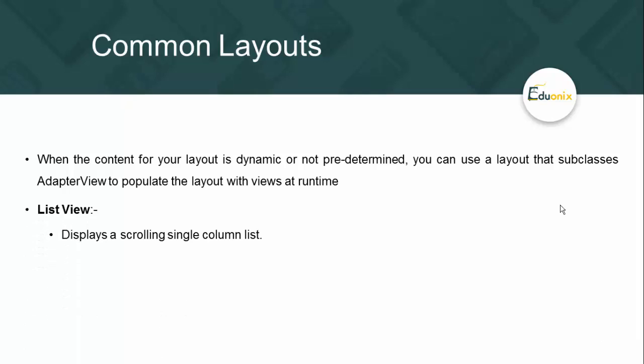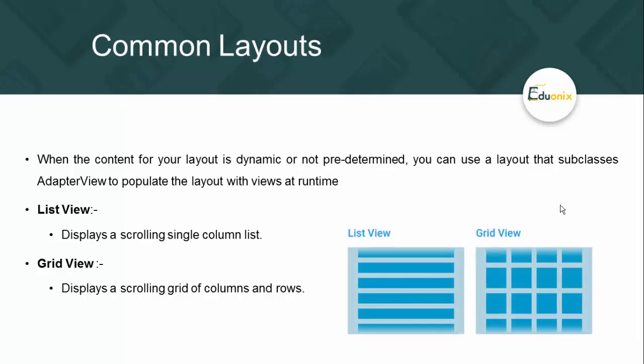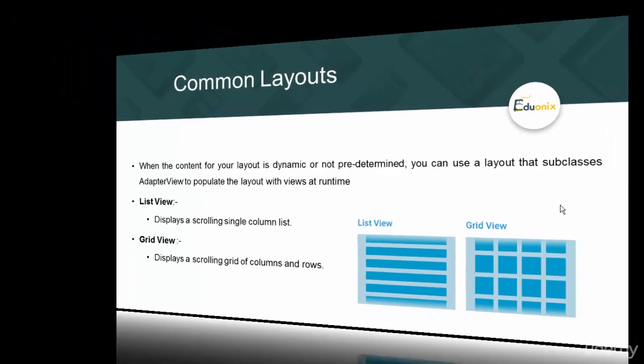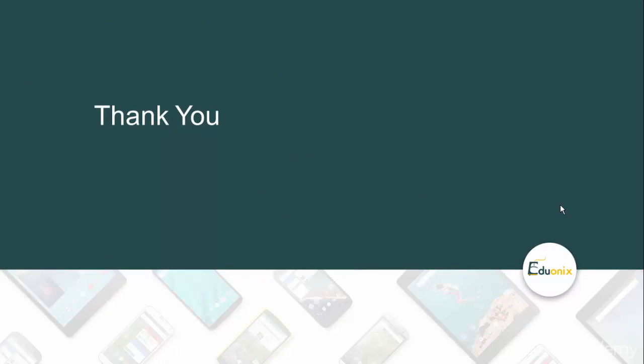Layouts that are supported by an adapter are the ListView and the GridView. The ListView displays a single column list and the GridView displays a scrolling grid of rows and columns. This brings us to the end of our discussion on layouts.